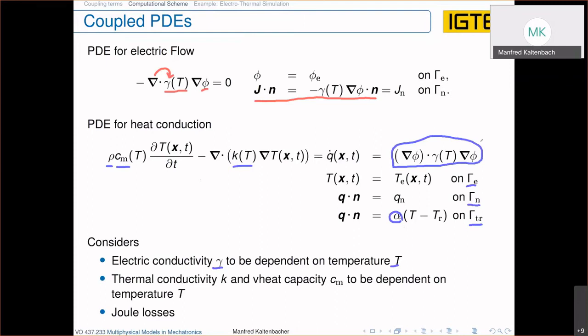Within the exercises, you will do some simulations, but there we will not consider the material parameters to depend on temperature, and therefore it is not as complicated. So it is just a kind of a forward coupling from the electric flow to the heat conduction.